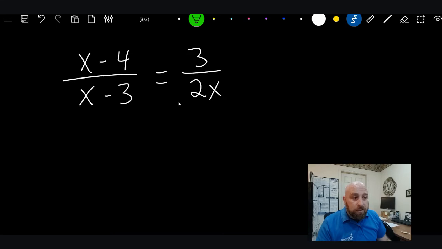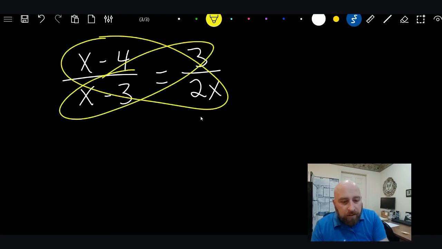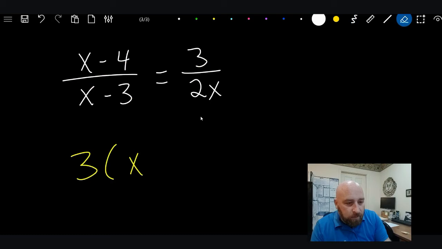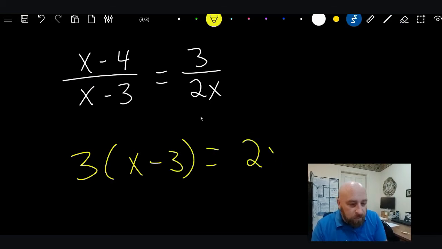All right, so let's take this one for example. And in this case, I could use either method here, but let's do the proportion, okay? So let's do this and this. So I have 3 times x, let me get rid of this, sorry, can't see what I wrote, x minus 3 equals 2x times x minus 4.